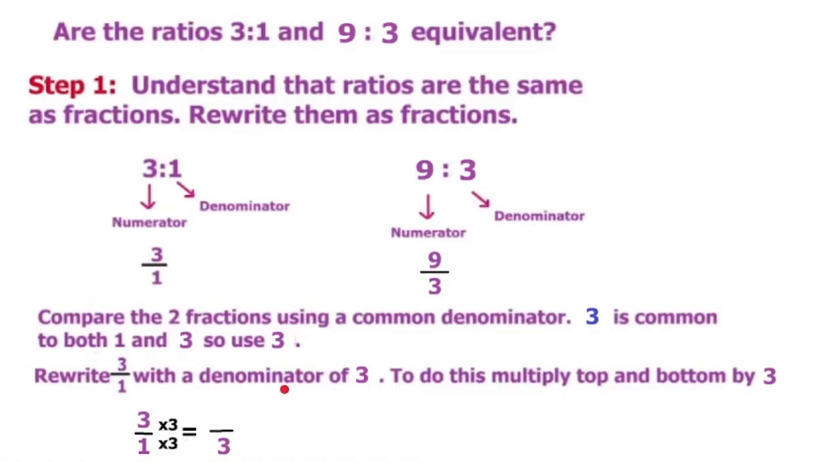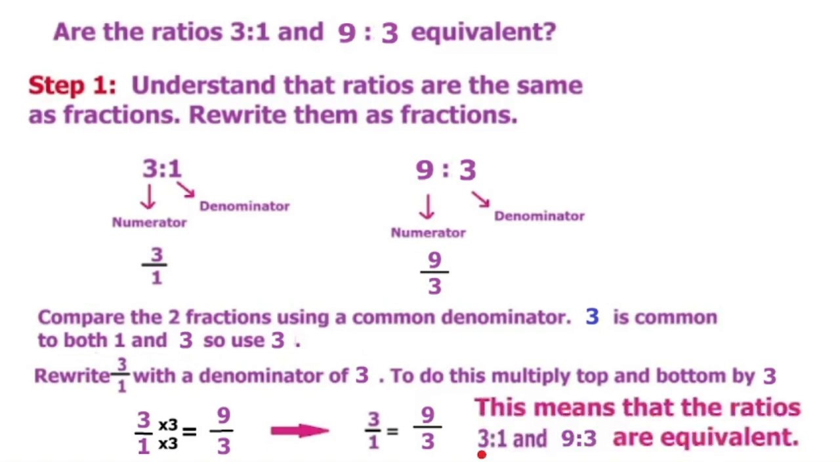So what you do to the denominator, you do to the numerator. So we're going to multiply the numerator by 3. So that is going to equal 9. So this tells us that 3 over 1 is equal to 9 over 3. This means that the ratios 3 to 1 and 9 to 3 are equivalent. So you just need to remember that a ratio is just simply a fraction, and then it becomes easy.